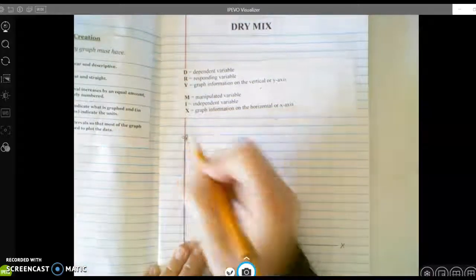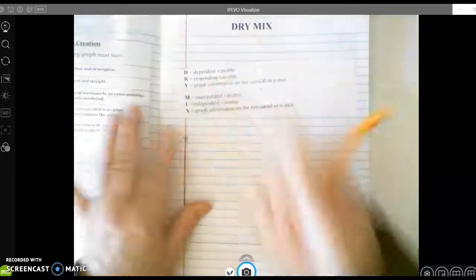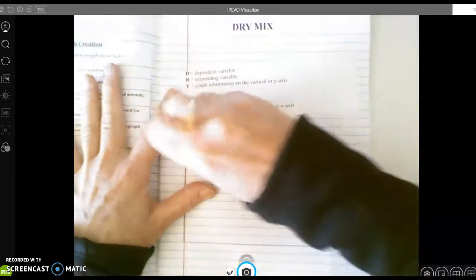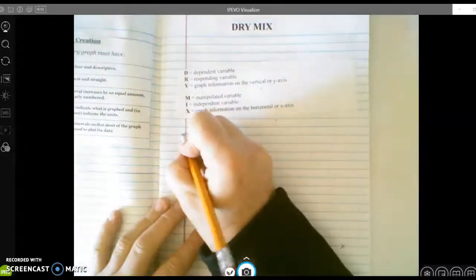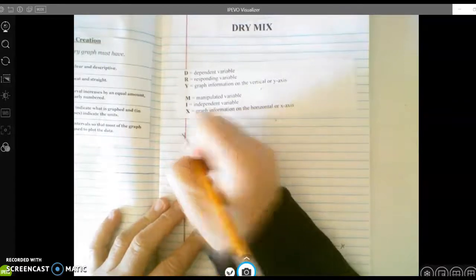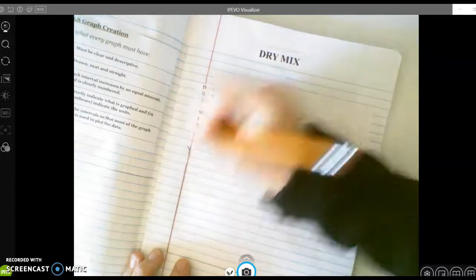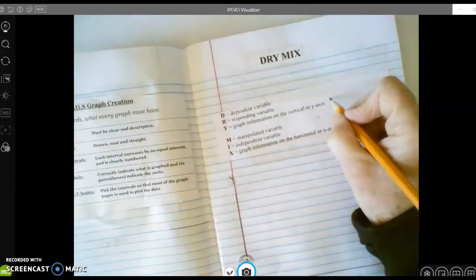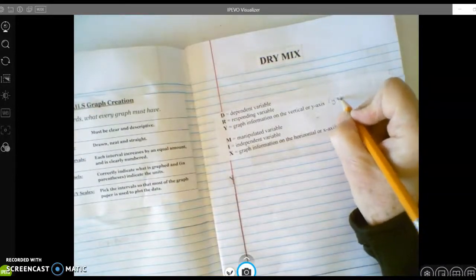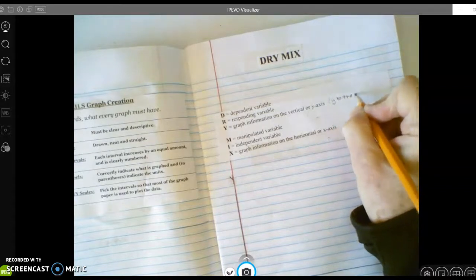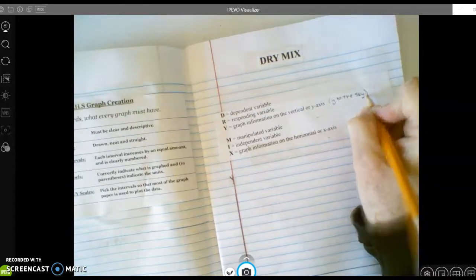And I like to remember Y as "Y to the sky." There's lots of different ways that people remember which is the X and which is the Y. The easiest one for me, I like to say Y to the sky. So you can put that in your notes, Y to the sky, if that helps you remember the X from the Y axis.